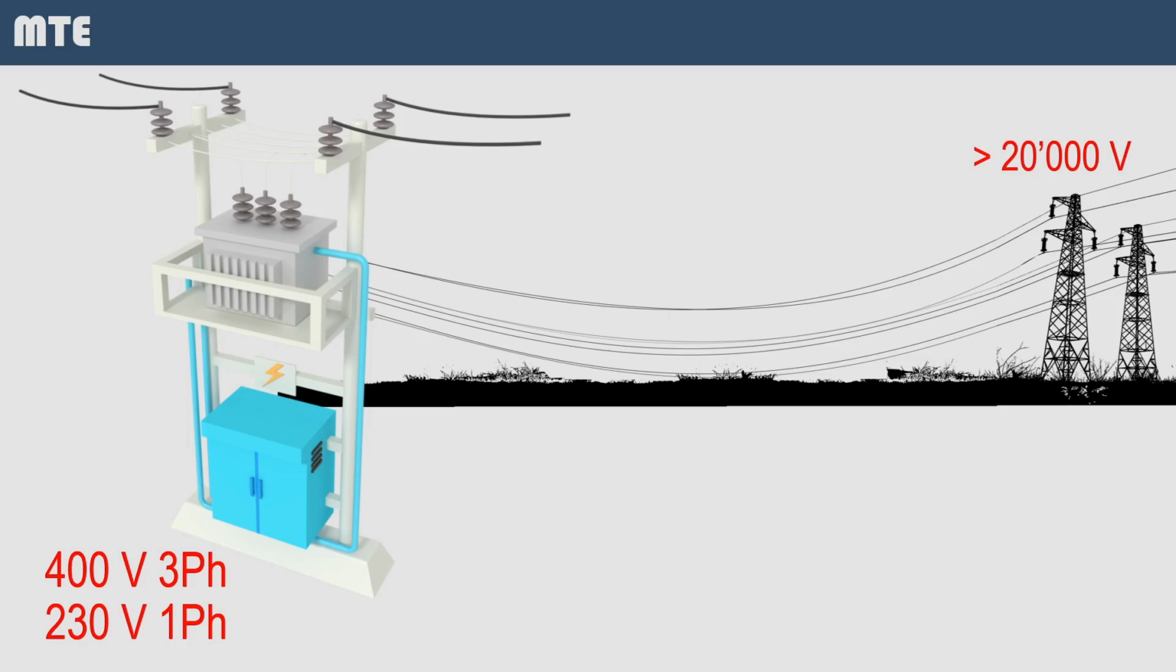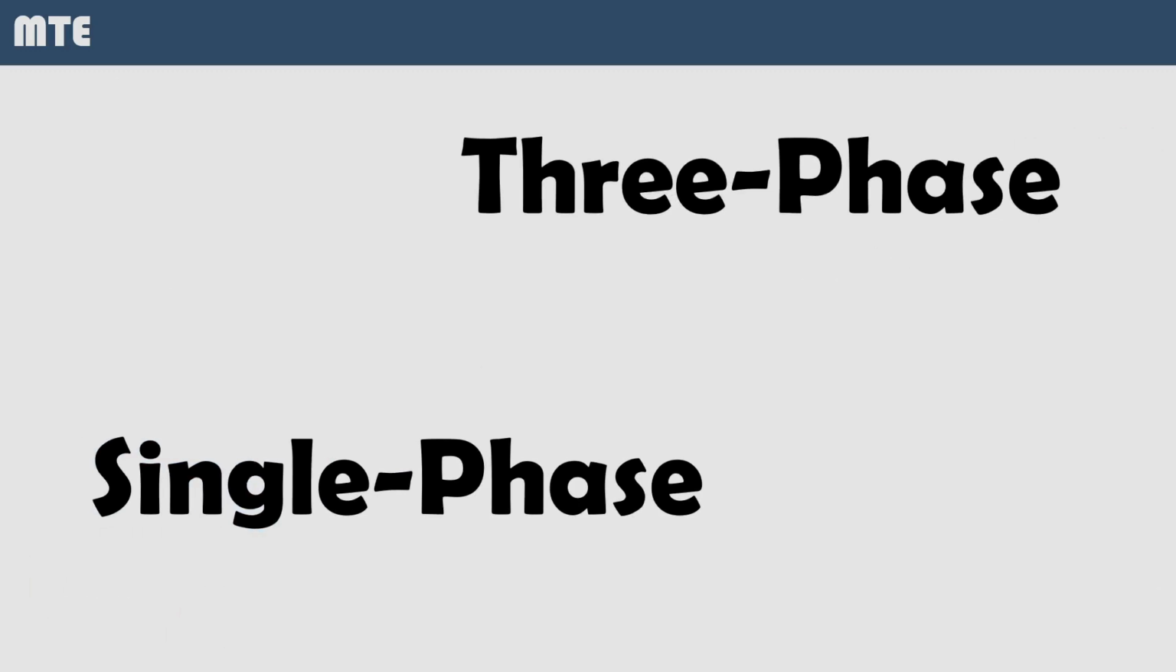To sum it up, single-phase systems are simple and cost-effective for homes, while three-phase systems are efficient and powerful for industries. Both play a crucial role in the electrical world, and understanding their differences helps us see why each is important. Before we wrap up, here is something to think about.